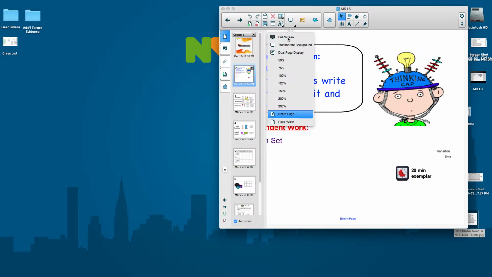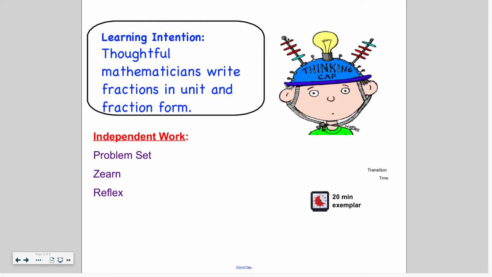Hi scholars, so today we're completing the second lesson of our fraction module. So let's get started with the learning intention. Thoughtful mathematicians write fractions in unit and fraction form.